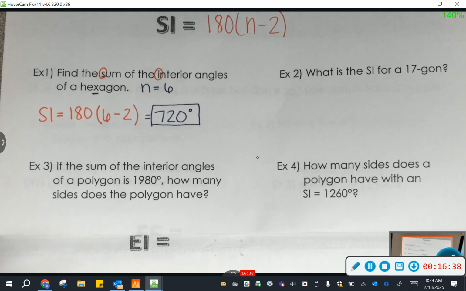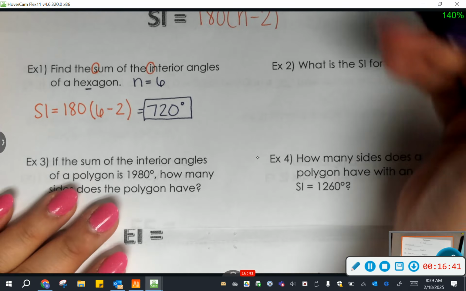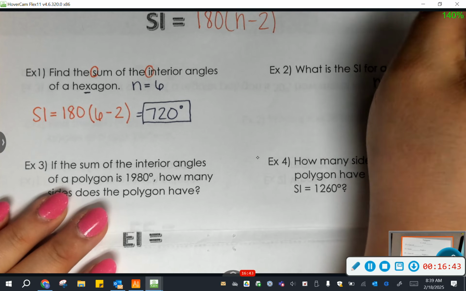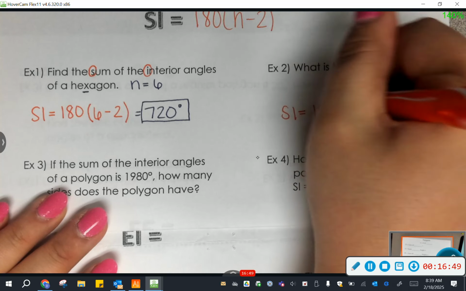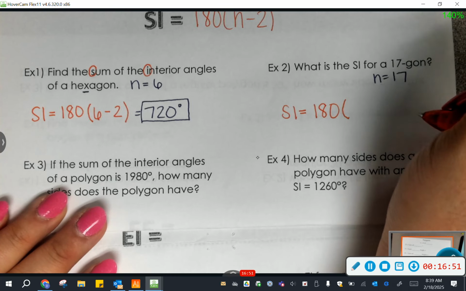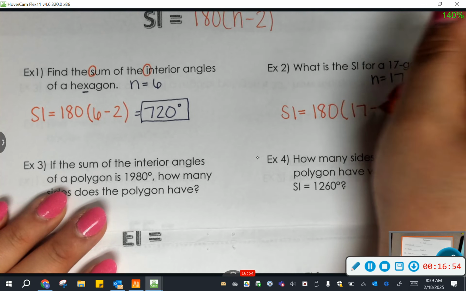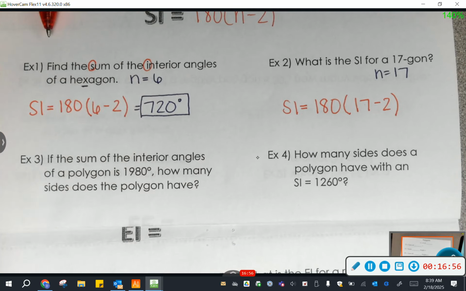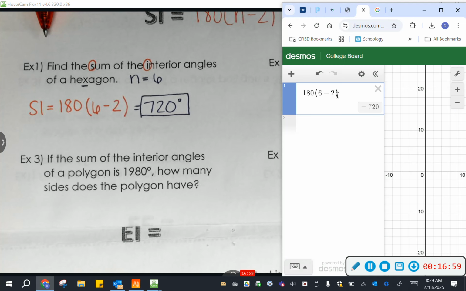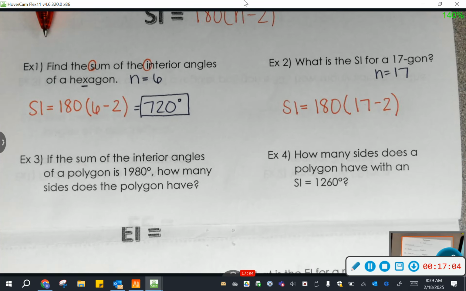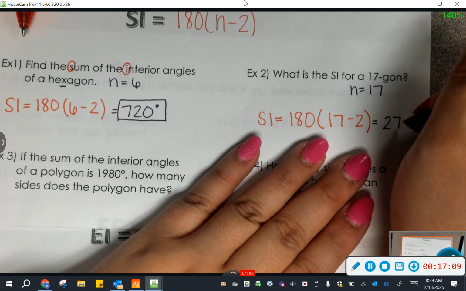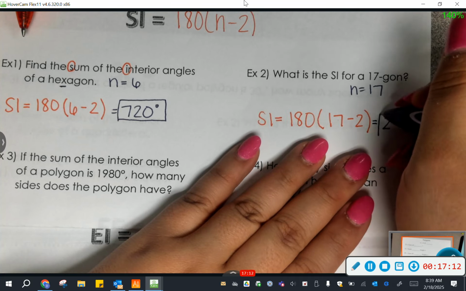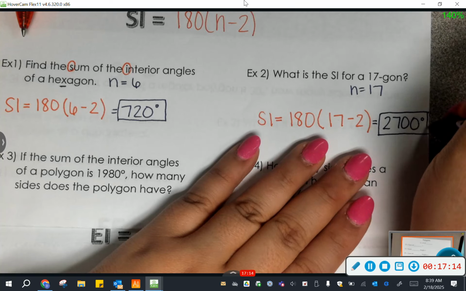Alright, what's the SI for a 17-agon? How many sides does this have? It literally tells you it's 17. So my SI is going to be 180, parentheses, what? 17 minus 2. And how do I find the answer here? Put it in a decimal calculator. Literally put it in Desmos. What do I get? 2,700. Not 217. No, it said that. 2,700 degrees. Do you have a degree sign?